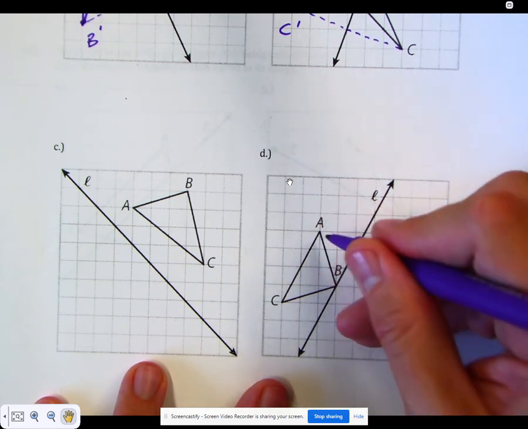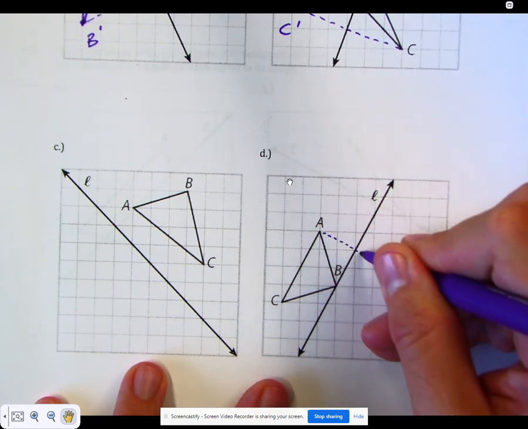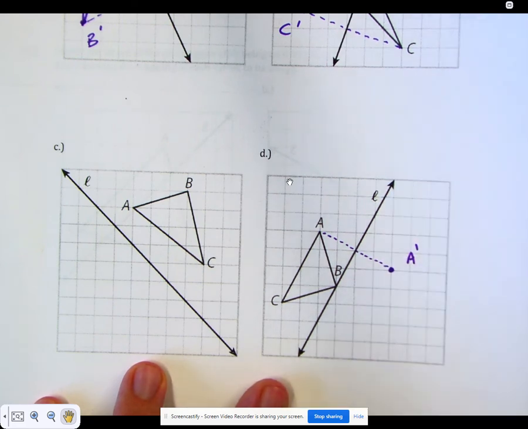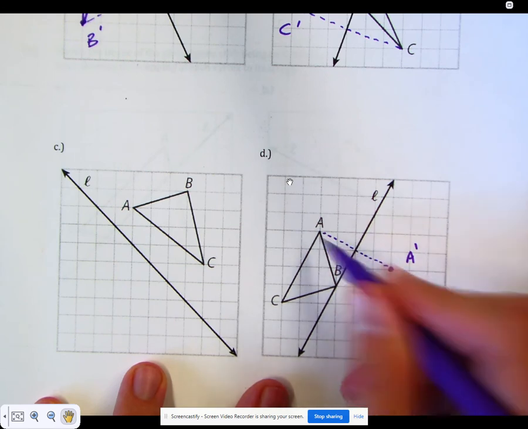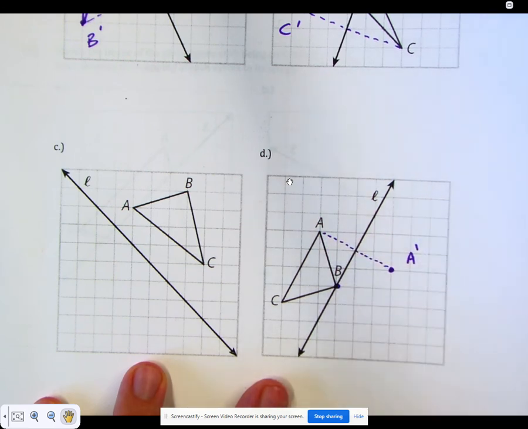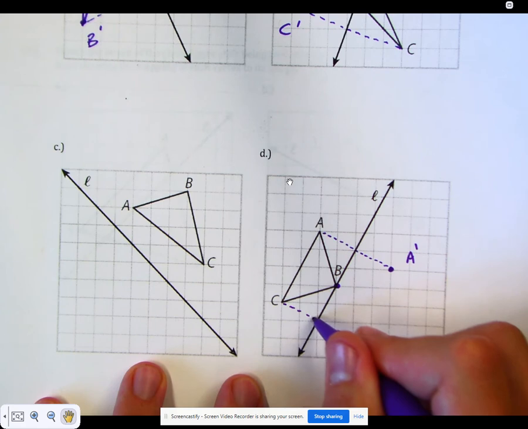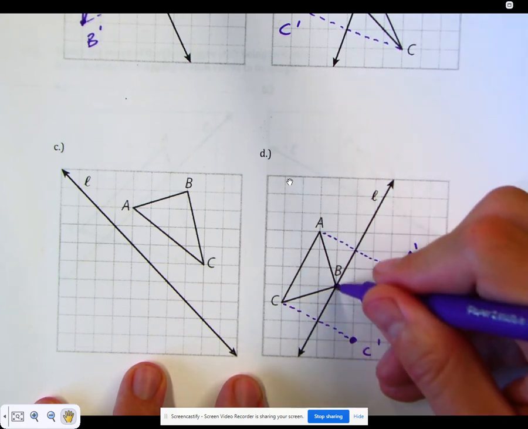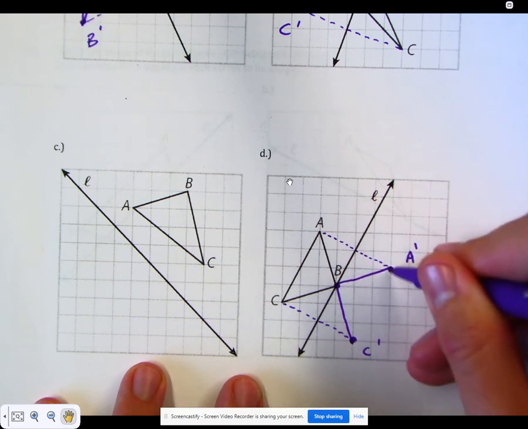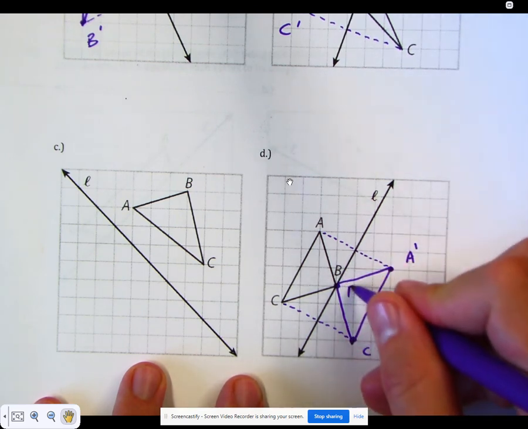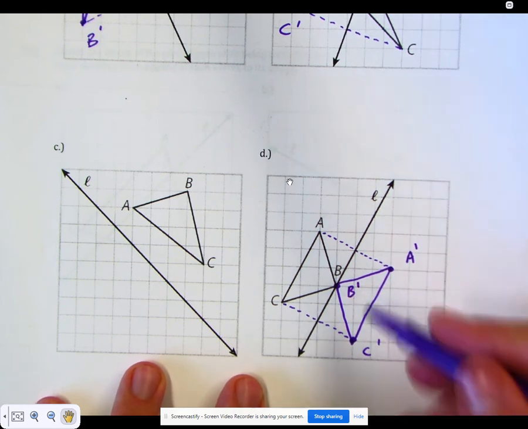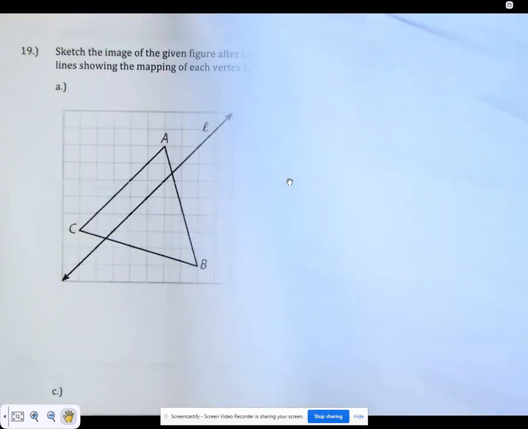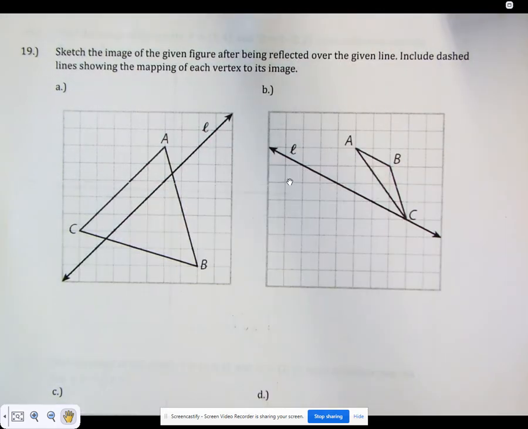So this is going to go like that. The slope is negative 1/2. B stays where it is, and then C follows the same kind of path that A did, and so my reflection, so this point is B and it's also B prime. So it reflected onto itself. Okay, so hope that makes sense. 19 is the exact same thing.